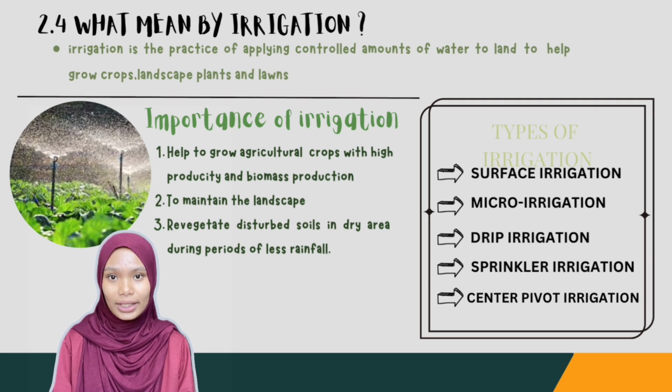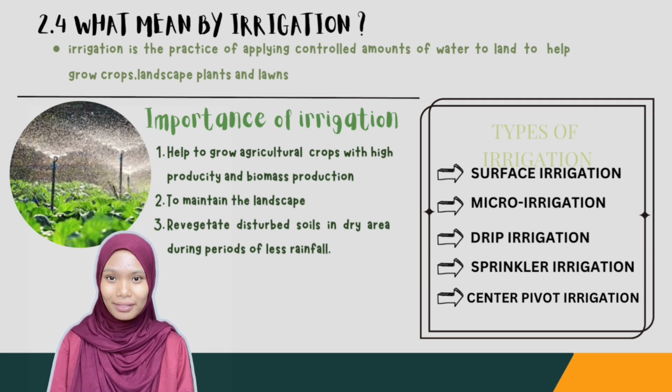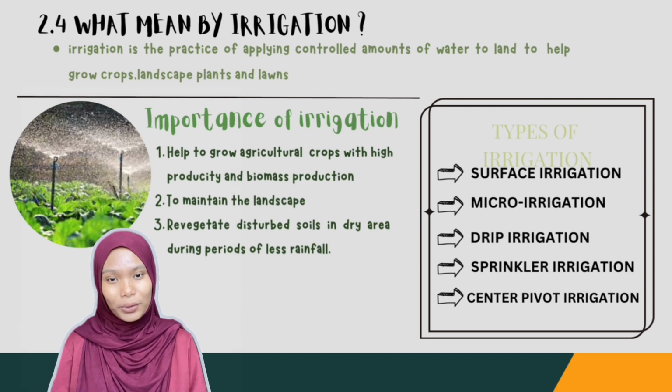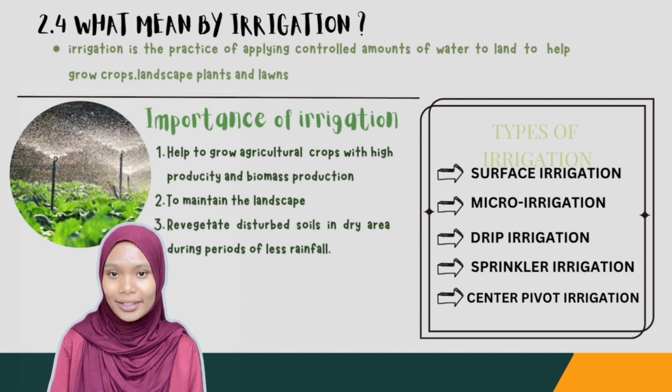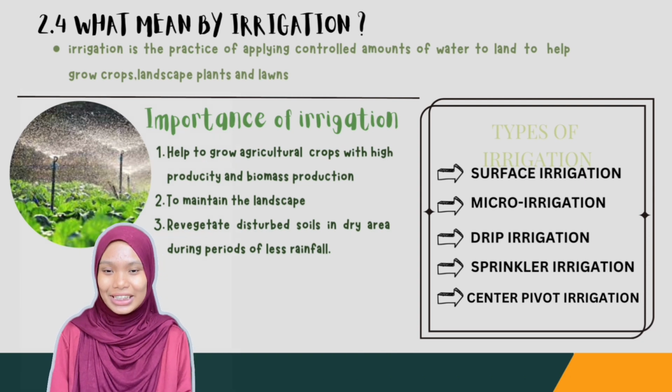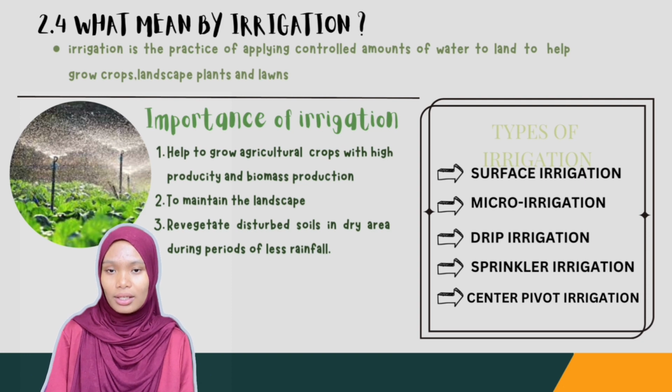2.4 is about irrigation. Irrigation is the practice of applying controlled amounts of water to land to help grow crops, landscape plants, and lawns. The importance of irrigation is that it can help to grow agricultural crops with high productivity and biomass production. Next, to maintain the landscape. Irrigation can revegetate disturbed soils in dry areas during periods of less rainfall.